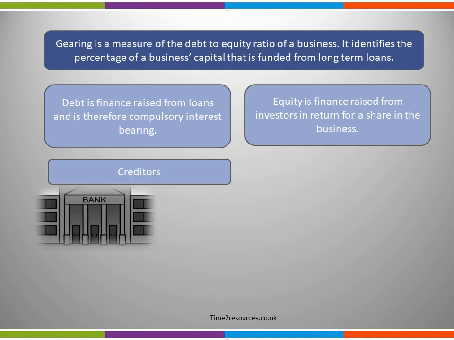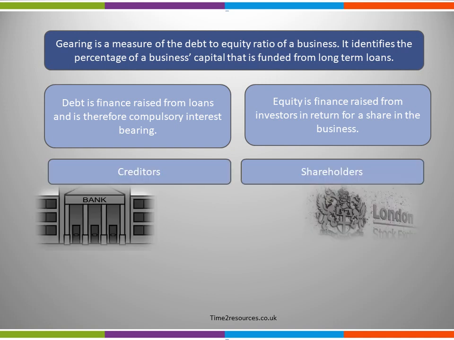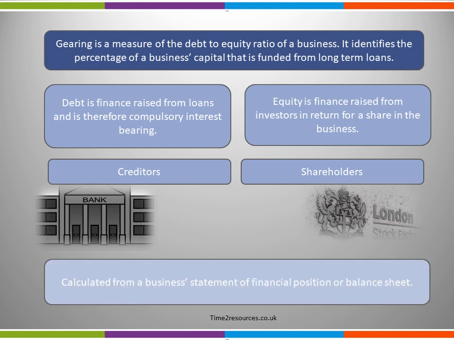Debt is creditors, it is a liability. Equity is from shareholders, they are part owners of the business.